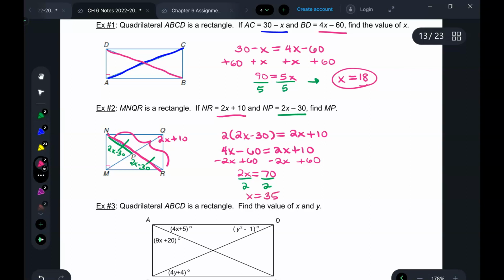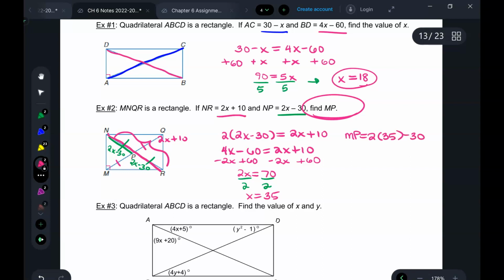Now, go back, and what are we looking for? It says find MP. So we would plug it back. Okay, so MP, I don't have any information for, but however, what did I say about all 4 of those segments in a rectangle? They're all the same. So you just plug in the 2 times 35.